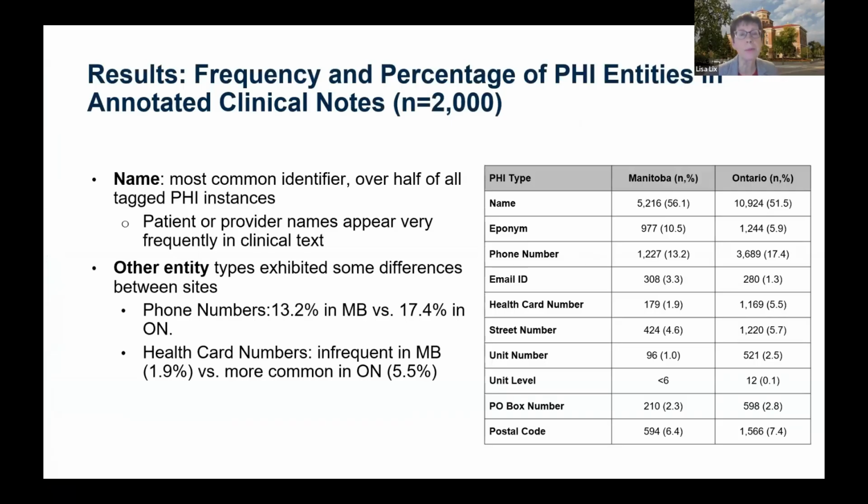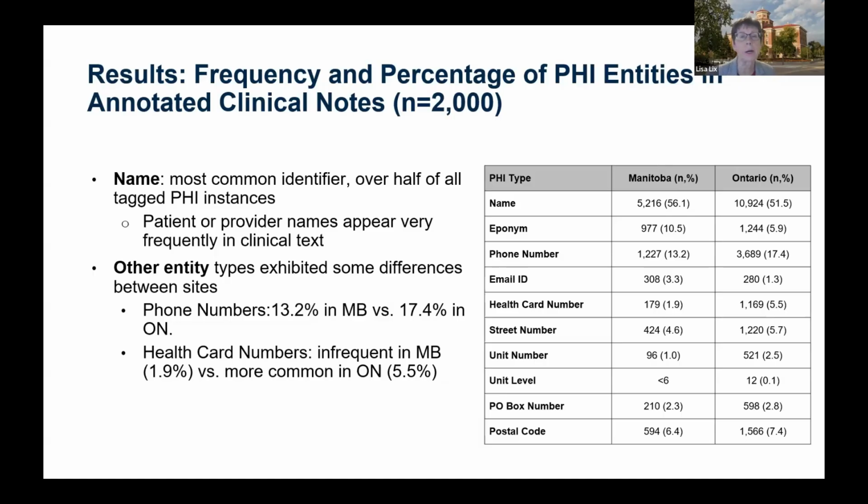Okay, so a little bit about the data that we've got. Over the 10,000 notes that we've been working with, you can see how many instances we're finding of names, which are most common, and phone numbers as well are high frequency. Between Manitoba and Ontario, you can see that there are also some differences.